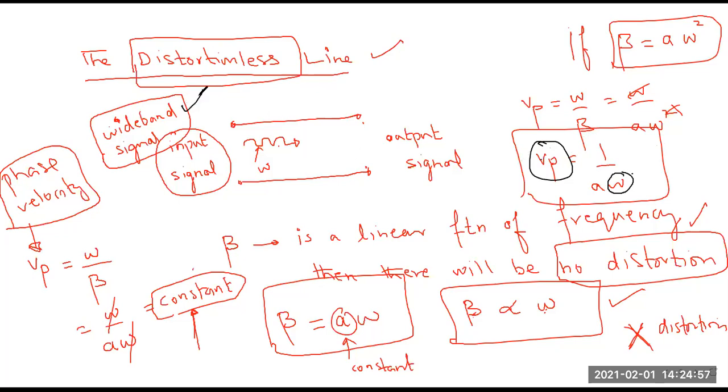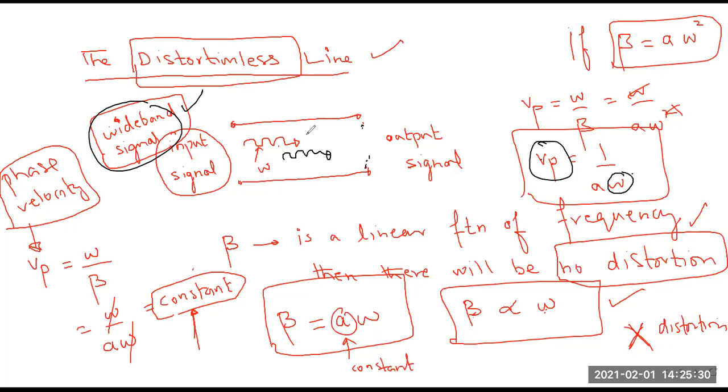So for a wideband signal, which consists of a number of frequencies, each frequency component will travel with a different phase velocity. As a result, it will appear at the output at different times. So what will happen to this wideband signal when it travels through this line, if it is not a distortionless line? Different frequency components will reach the other end of the transmission line at different times. So as a result, we will have distortion.